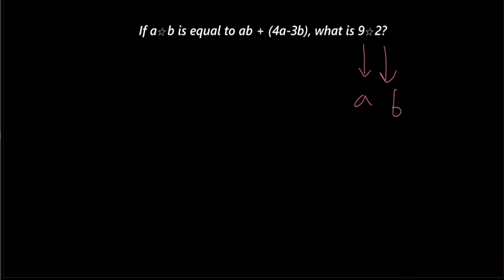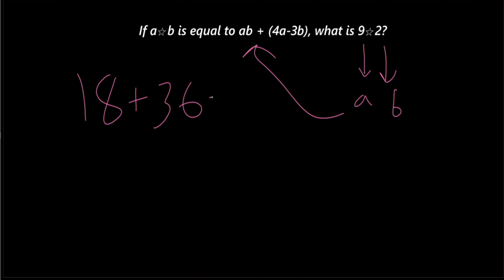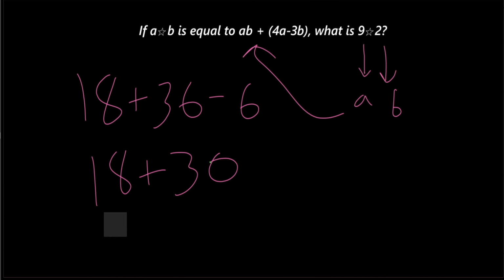So that would be 18 plus 36 minus 6, and that would be 18 plus 30, which would be 48. Equals 48, and this is our answer. So it's basically like any other function problem, just with symbols. Now let us move on to the next problem.